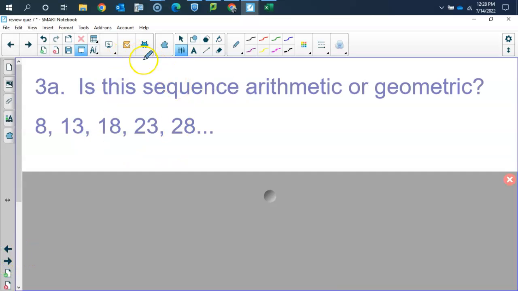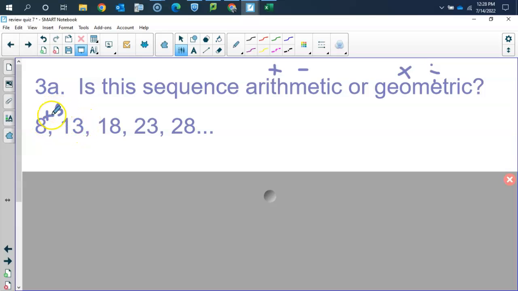All right. Is this sequence arithmetic or geometric? Go. Well, when you're looking at a sequence, you need to figure out arithmetic means you are adding or subtracting. Geometric means you are multiplying or dividing. So you look for a pattern. I always start with adding because I think it's easiest to check. So 8 plus 5 gives me 13.